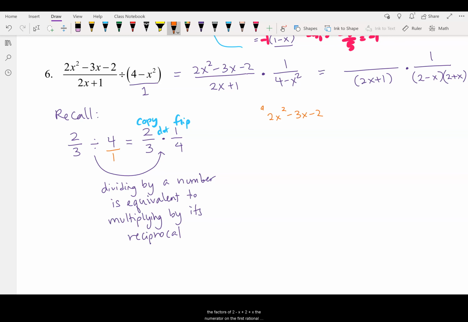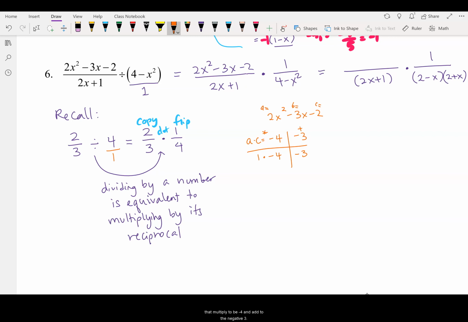A is 2, B is negative 3, C is negative 2. So A times C, 2 times negative 2 will give us negative 4. B is negative 3, and I need two numbers that multiply to be negative 4 and add to be negative 3. So I can try 1 and negative 4. 1 times negative 4 is negative 4. 1 plus negative 4 would give us negative 3.